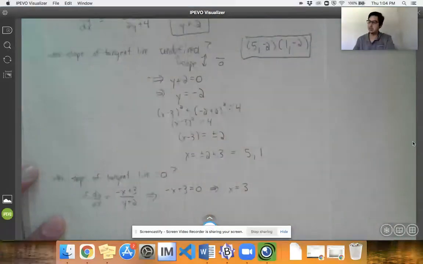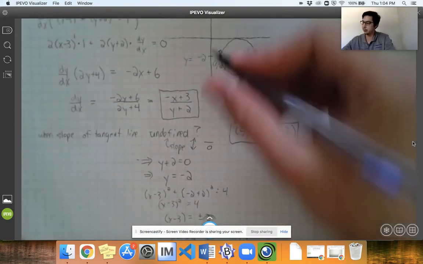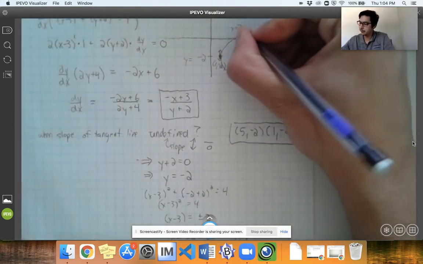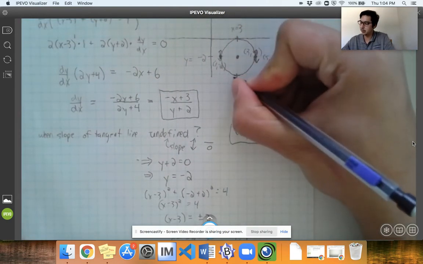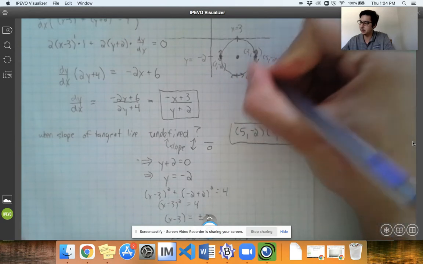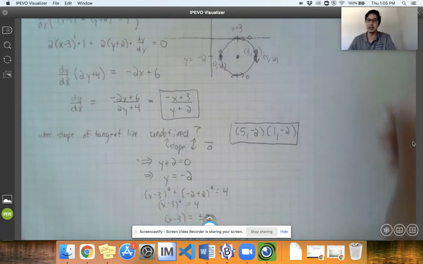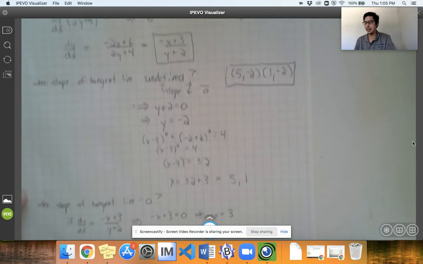And again, we can see from our circle that at x equals 3, you have 2 points here and here where the slope would be 0. At both those, you have that flat line. So that aligns with what we believe.